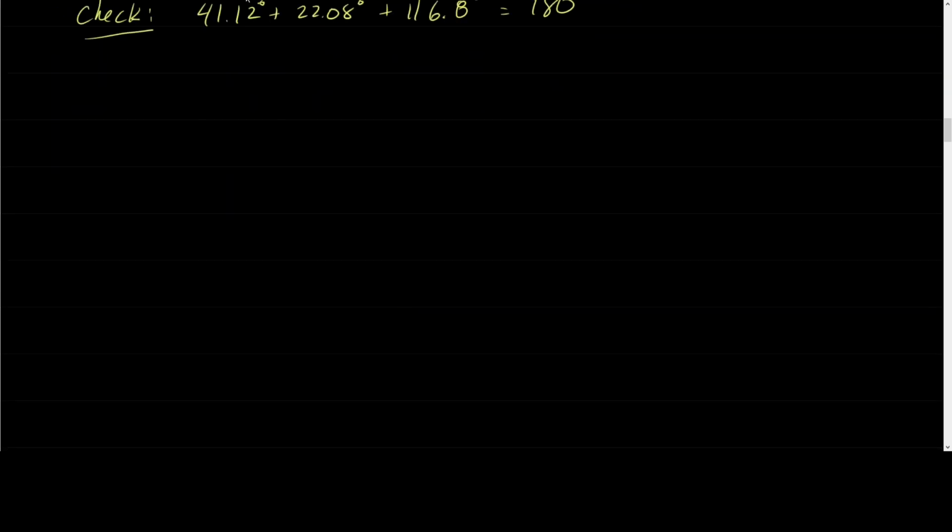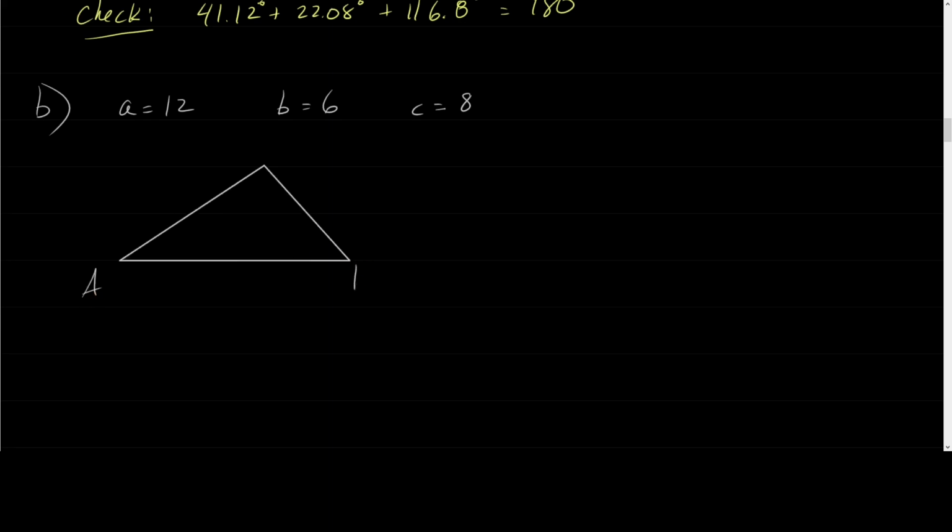All right, let's do another one. So example B. We have side A, side B, and side C. So we were saying that A is 12, B is 6, and let's make C 8, right? So let's see what this triangle looks like. We have down here angle A, angle B, angle C. Across from angle A, we have side A being 12, side B across from angle B is 6, and side C across from angle C is equal to 8. And again, we want to find all the angles here, all right?